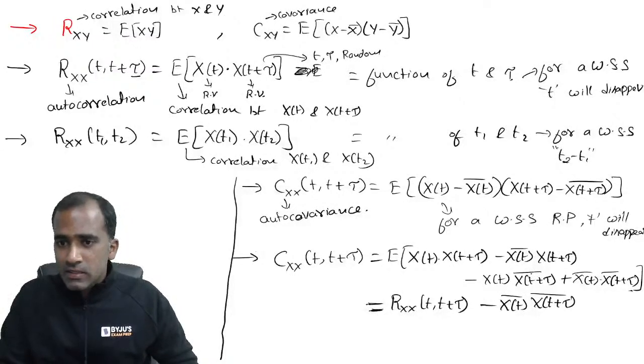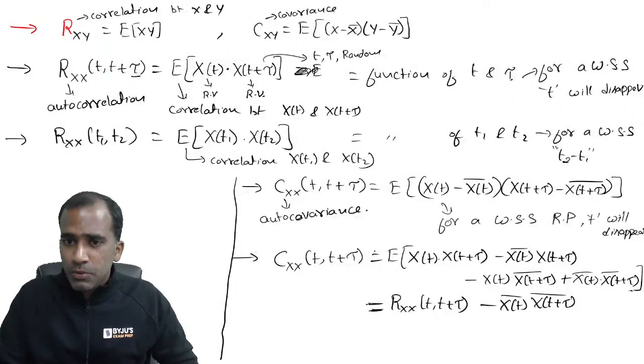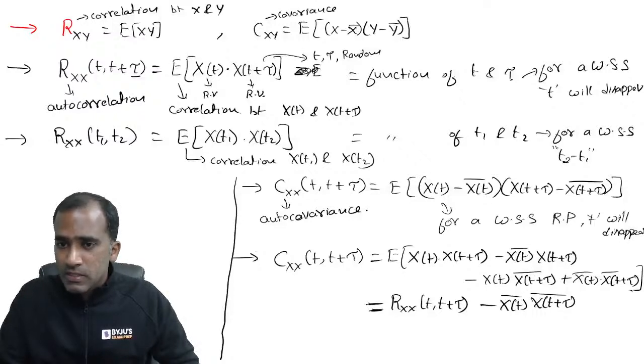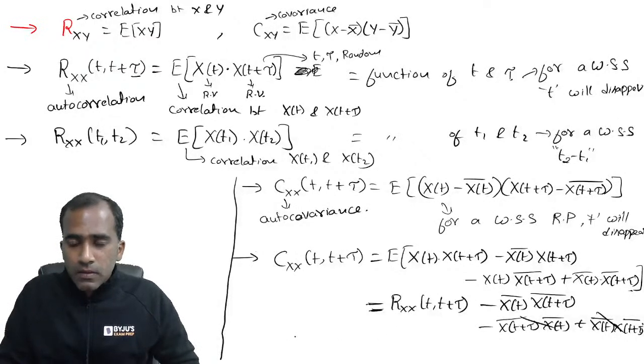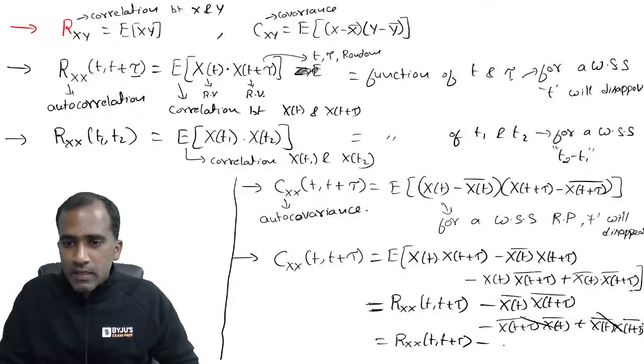Next one. This is the expectation of x(t+tau). This is like a deterministic signal. We can put it outside the expectation. When you apply expectation on this total thing, we can put this x bar of t+tau outside. What is remaining? This one. This is random. When you apply expectation, it becomes again deterministic, x bar of t. Last one, this is deterministic, this is deterministic, product is also deterministic, expectation of a deterministic signal is the same deterministic signal. So we can cancel this, we can cancel this. So this is equal to Rxx(t, t+tau) minus x bar of t times x bar of t+tau.